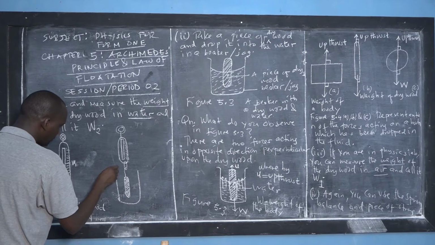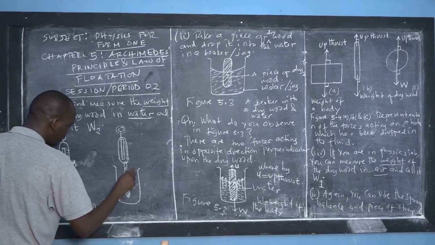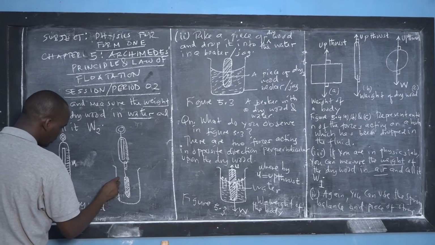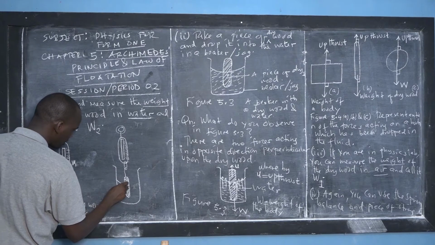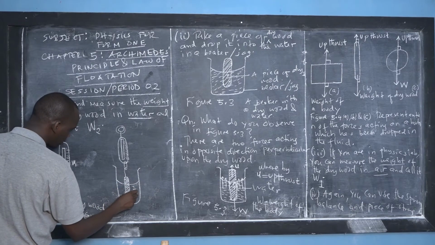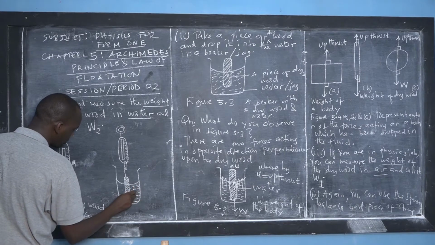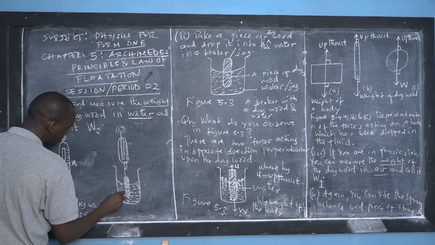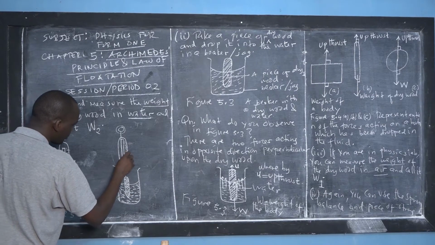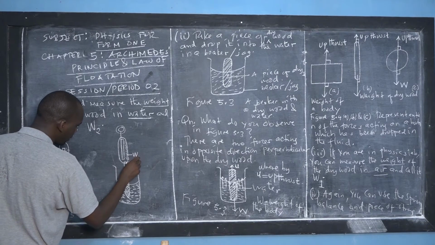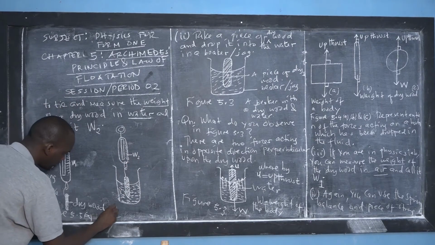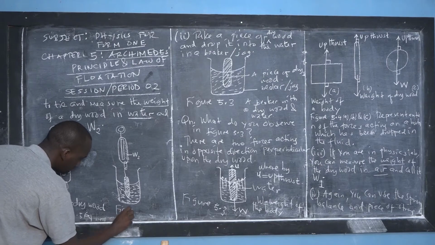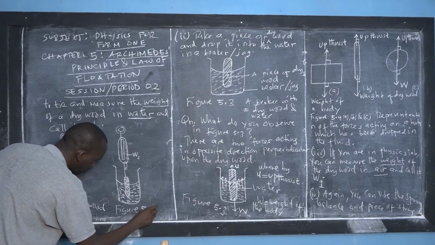Remember that you enjoy the beauty of physics when you learn by using diagrams, because diagrams represent the experimental activity. Here we have weight 2. So this is figure 5.5b.